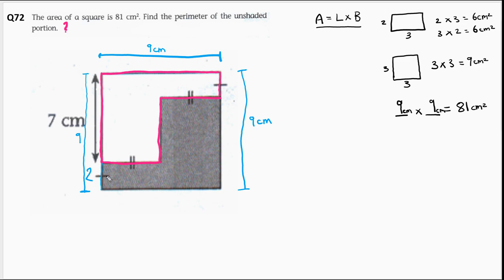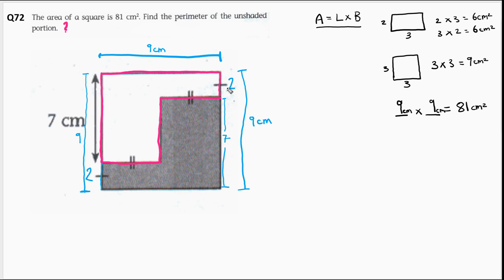And remember this mark here. If this bit is 2 centimeters, so is its matching line over here. This bit is 2 centimeters. And again, if this is 9 and this is 2, well then this bit must be 7. Okay. So this is getting good.